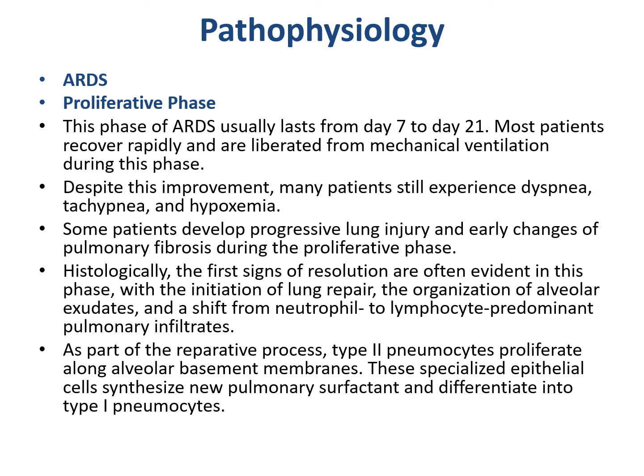Histologically, the first signs of resolution are often evident in this phase, with the initiation of lung repair, the organization of alveolar exudates, and a shift from neutrophil to lymphocyte-predominant pulmonary infiltrates. As part of the reparative process, type 2 pneumocytes proliferate along alveolar basement membranes. These specialized epithelial cells synthesize new pulmonary surfactant and differentiate into type 1 pneumocytes.